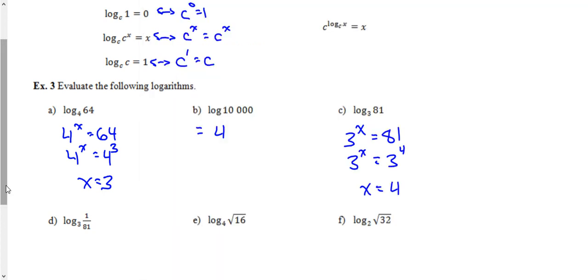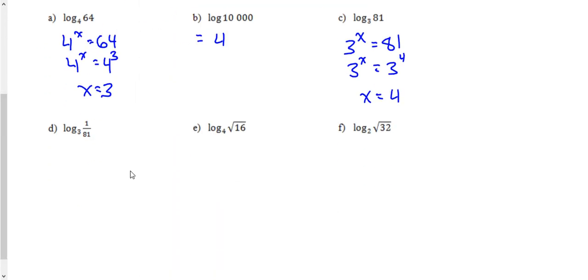There we go. Down here we're just going to speed things up a little bit. Again, this is the exact same question, but instead we have 1 over 81, so this is now going to be -4 if you typed it in on your calculator, or x equals -4 if you solved it long-handed.